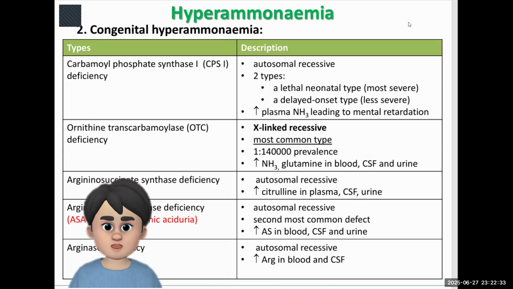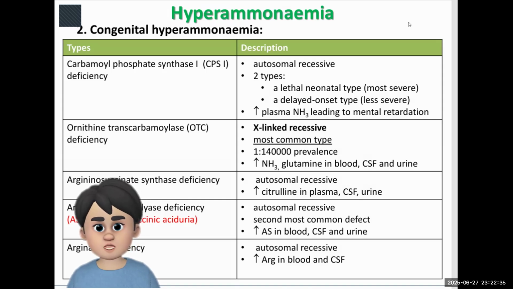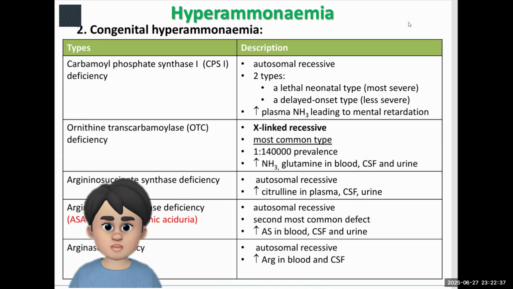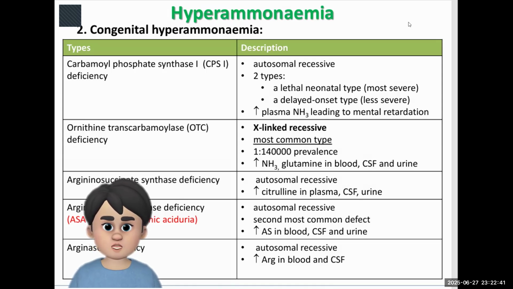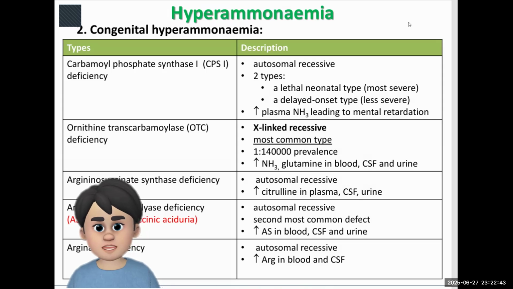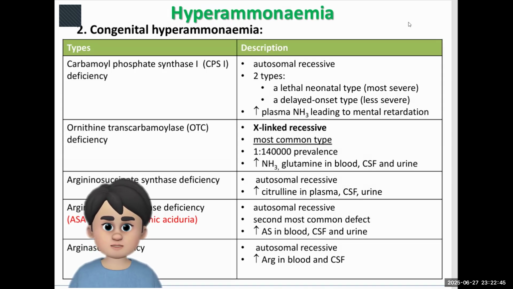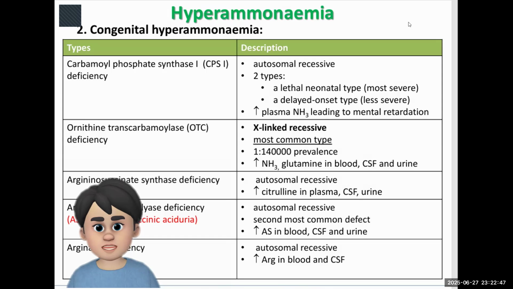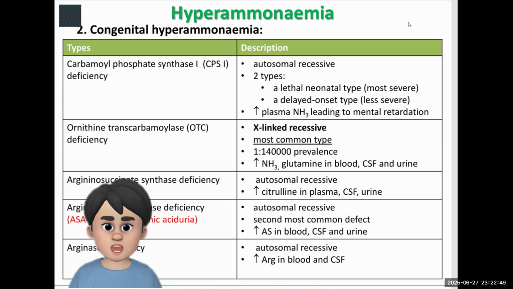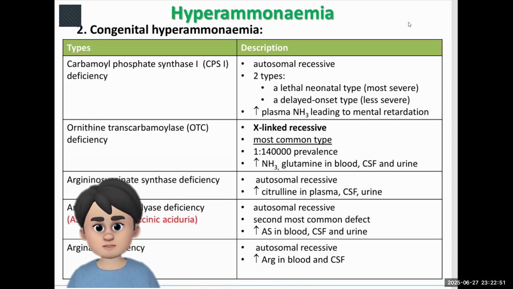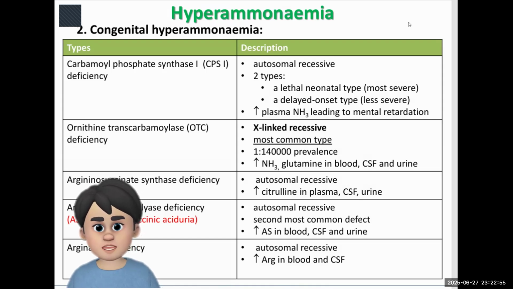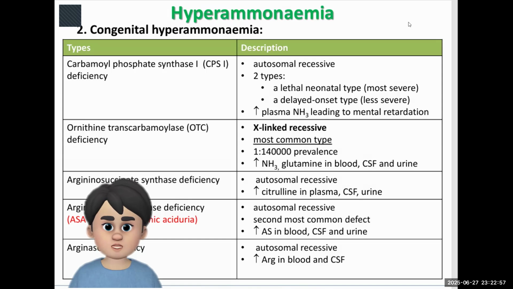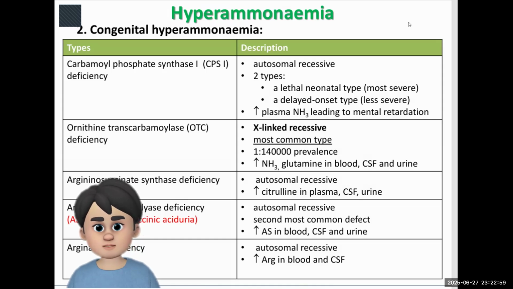Congenital hyperammonemia: there are a few types you have to know. Arginase deficiency, argininosuccinate lyase deficiency, argininosuccinate synthase deficiency, ornithine transcarbamylase deficiency, and carbamoyl phosphate synthetase 1 deficiency. It is better to know this table and the descriptions, it is important.